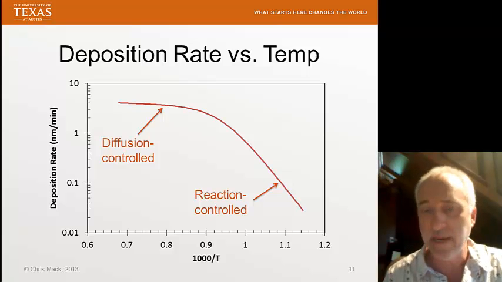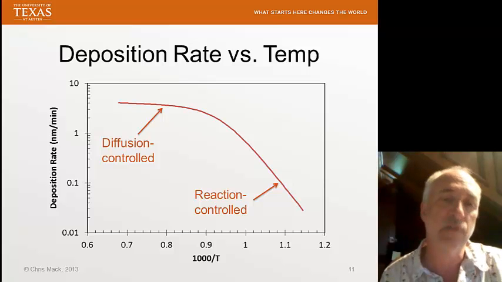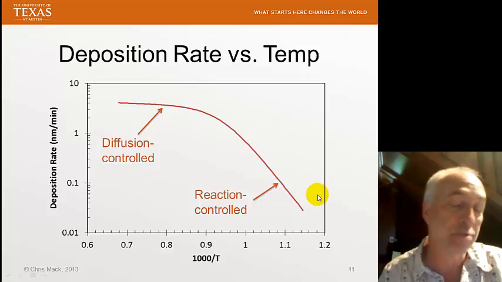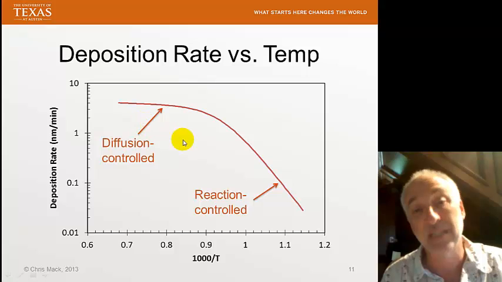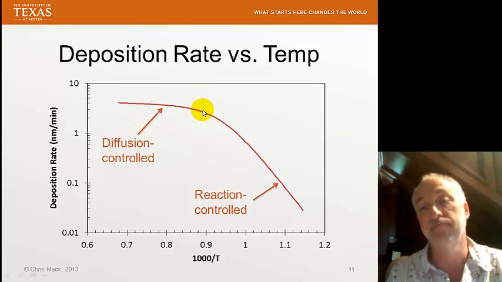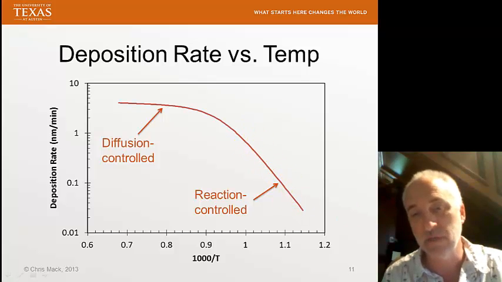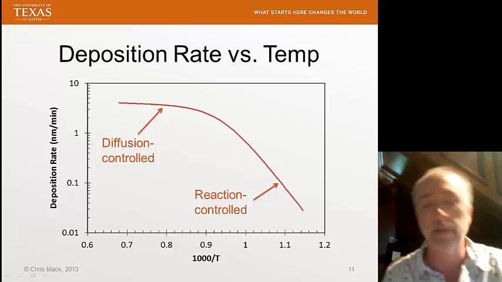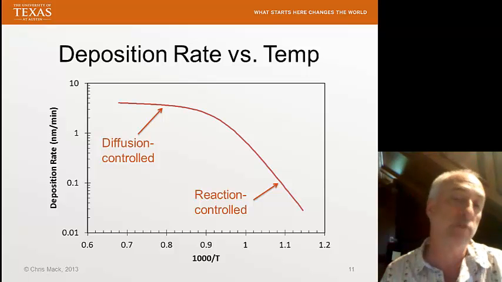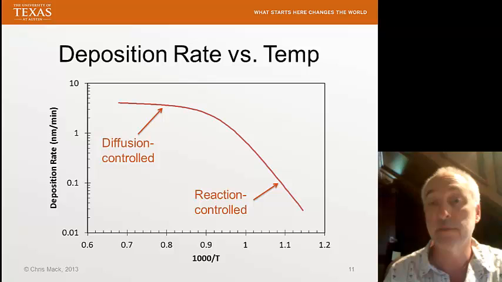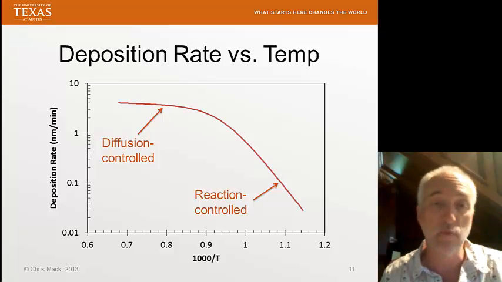The other thing I'd like to point out, what did I say about deposition rates? We want high deposition rates, right? Where do you get the highest deposition rates? The diffusion controlled regime. If we are solidly in the reaction control regime, we tend to have a lower deposition rate. And this will also play into our choices about what kind of a CVD system we would like to have.